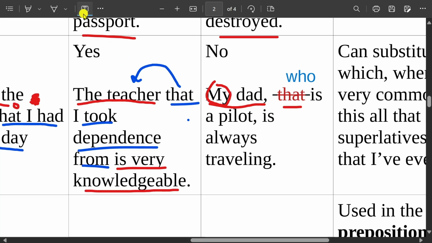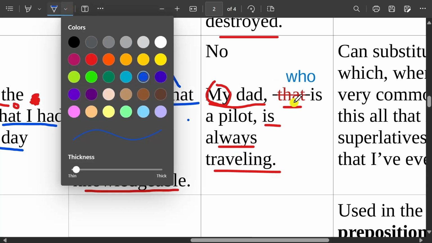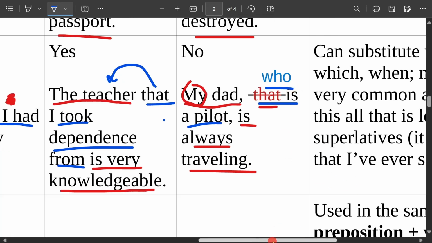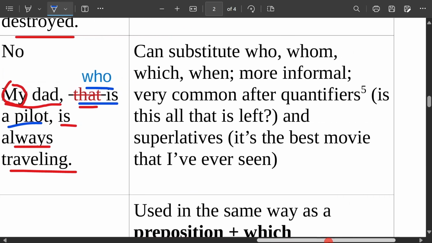Okay? So here the main clause is my dad is always traveling. And the relative clause is who is a pilot. Okay? Should be who, not that. Be careful with this one. Let's see some extra info.